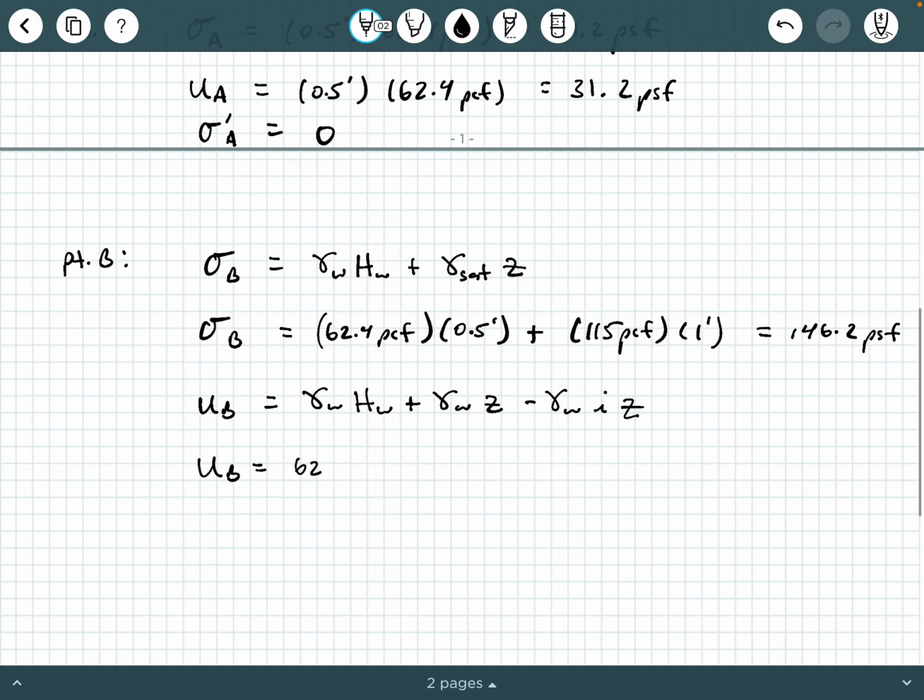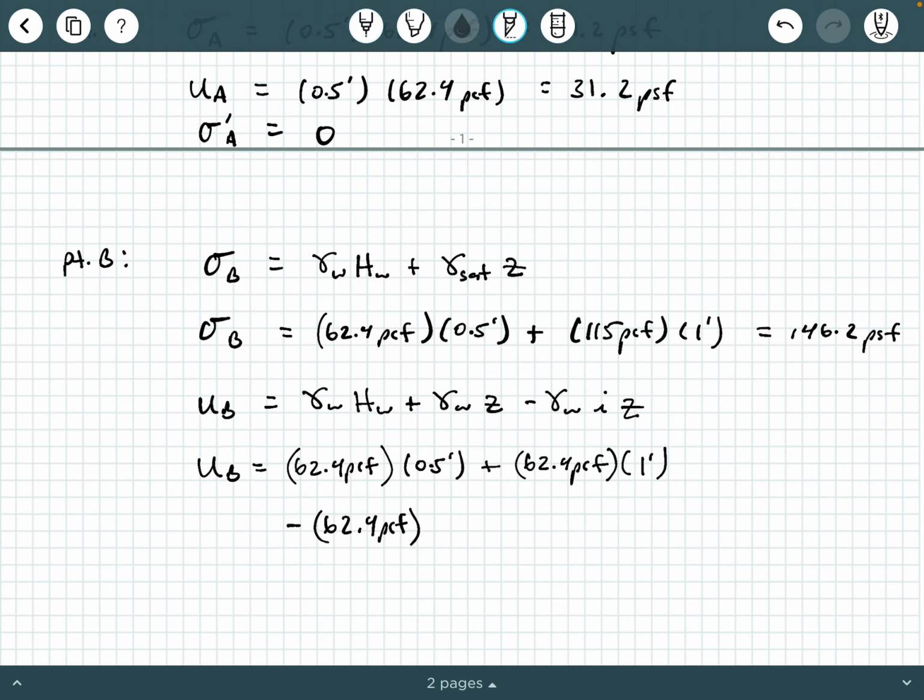So of course we have 62.4 PCF times 0.5 feet of water plus another 62.4 PCF times 1 foot of water. And then we're going to wrap this equation around and say minus 62.4 PCF times the hydraulic gradient. Remember, the hydraulic gradient, I, is for the entire specimen. So what's the hydraulic gradient for the entire specimen? Well, we're going to say that that's 3 inches divided by 24 inches.